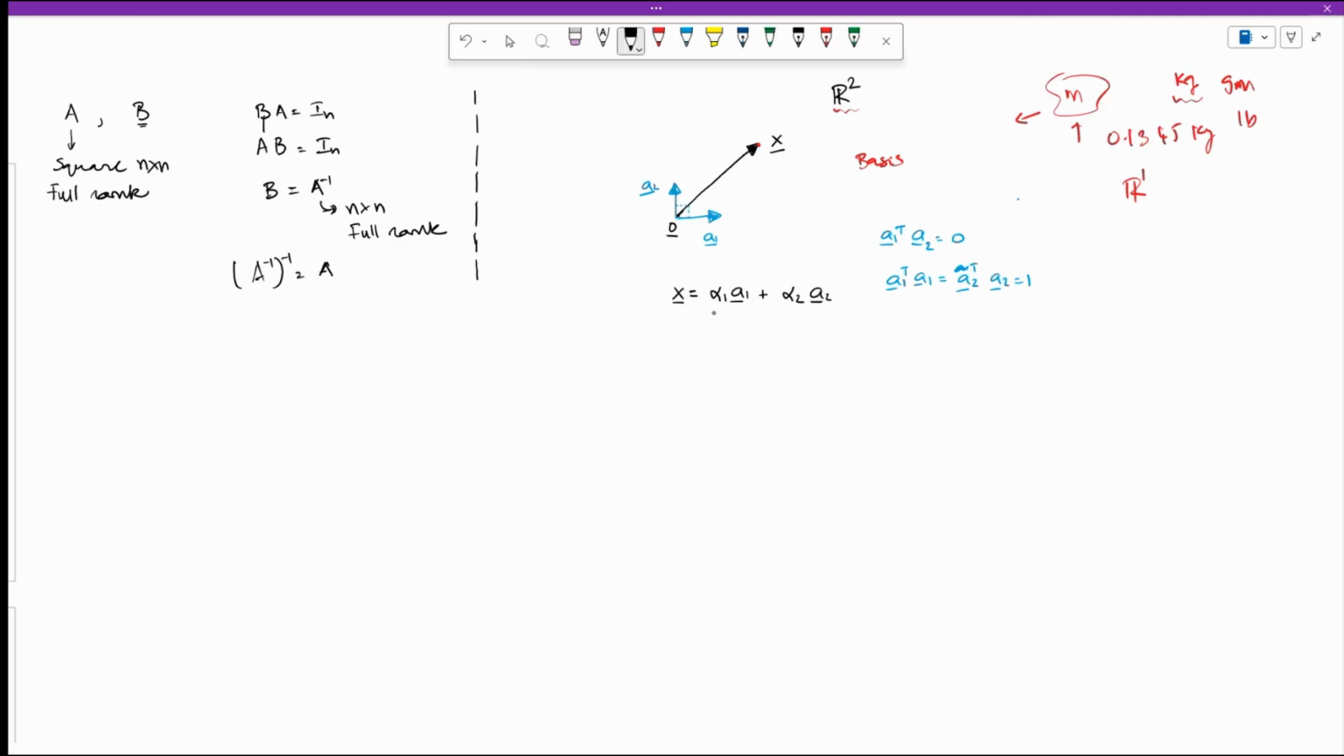Right? So here, if all of us agree that we're going to work only with the A1, A2 basis, then for me to convey information about this point x, all I would have to give you are the numbers alpha 1 and alpha 2. Because all of us have agreed to use A1 and A2. If I give you alpha 1 and alpha 2, you know exactly where x is. Right? Because all you'll have to do is scale A1 by alpha 1 times, scale A2 by alpha 2 times, and then simply add them, and then you'll get to the point x.